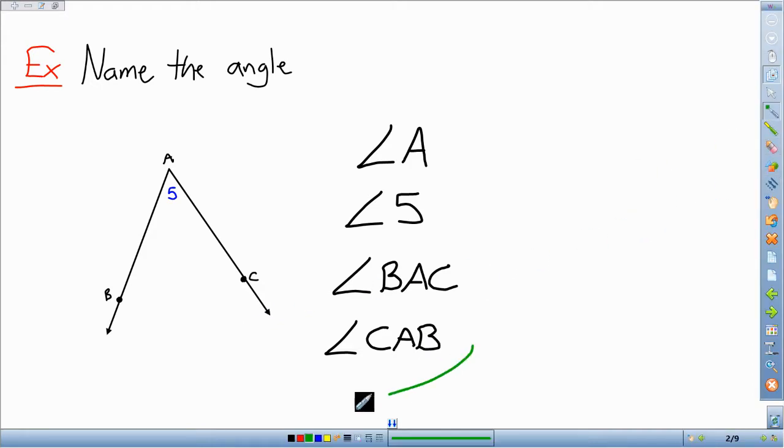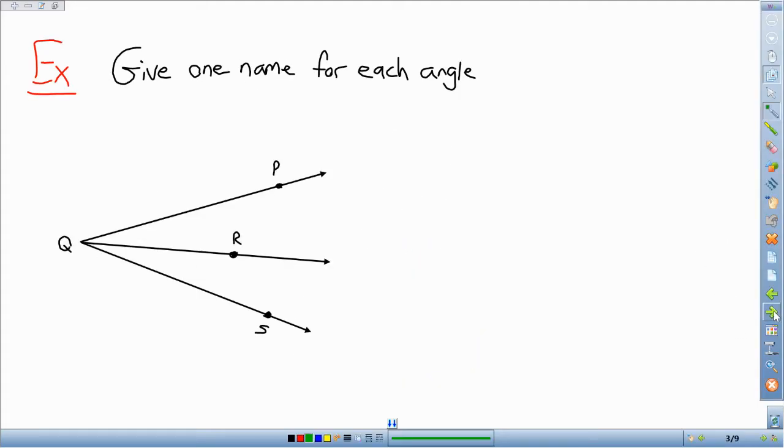All right, these are the two most common ways, though we'll sometimes use these too. Okay, let's try another example. Give one name for each angle. Go ahead and copy this real quick and we'll do it.